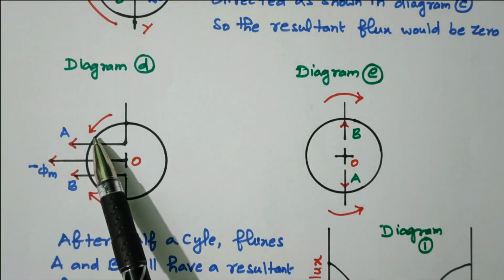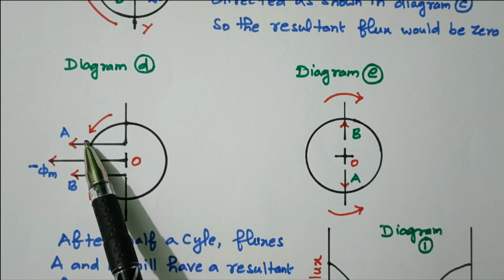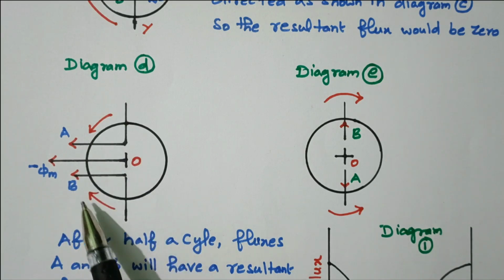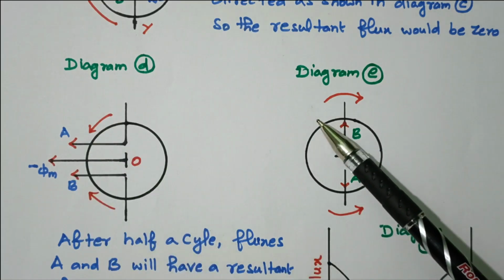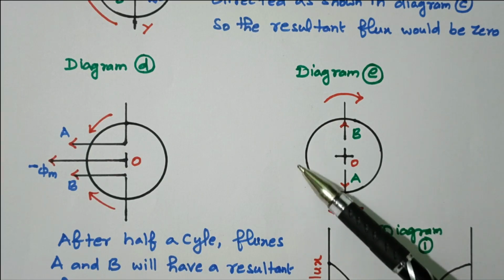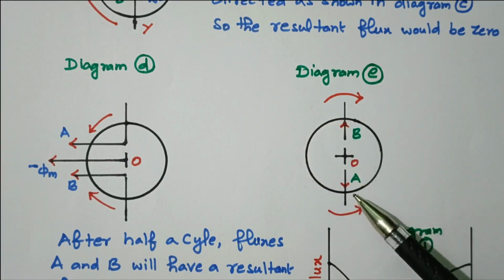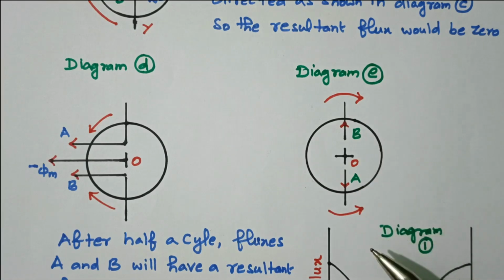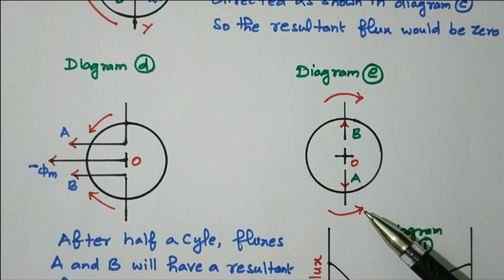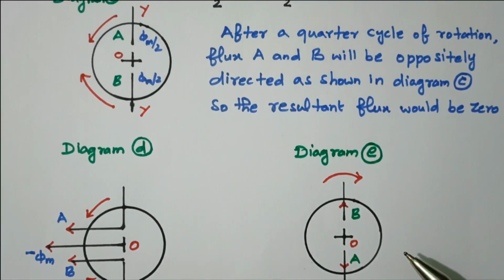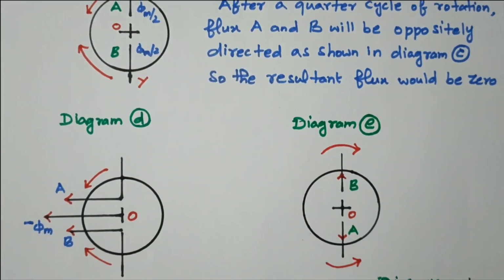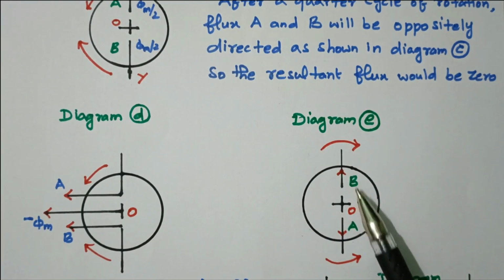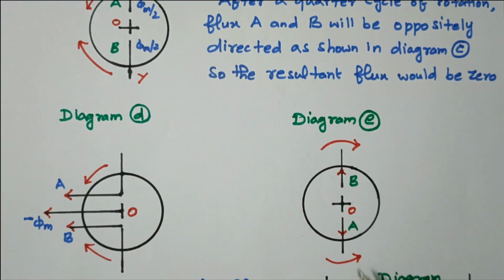Still these two are rotating continuously. Now A is available here, B is available here. B is still rotating in the clockwise direction, A rotating in the anti-clockwise direction. So A will come down and B will go upward. Right? Now A is available at the bottom, B is available at the top. So here also both are in opposite directions. The net flux is 0. Now we'll refer to this diagram. In diagram C, A is available at the top, B at the bottom. In diagram E, A is available at the bottom, B at the top. So still it is 0.